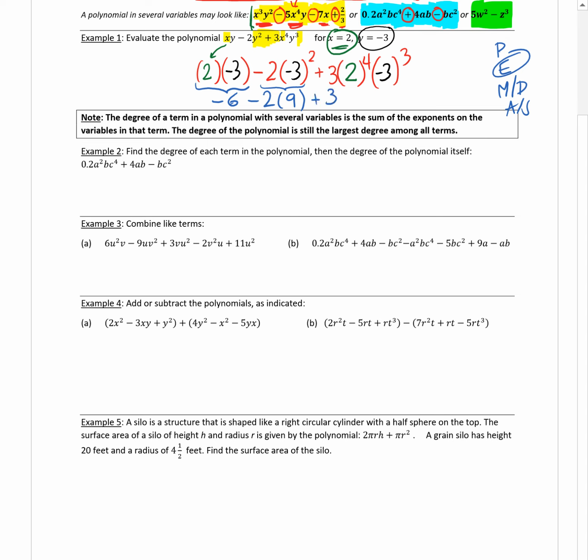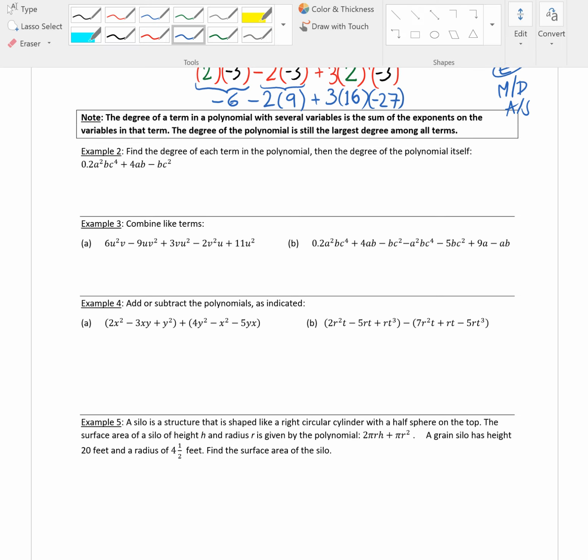And this one I got to do something similar. I see some exponents, I better take care of those. 2 to the 4th. Okay, that's 2 times 2 times 2 times 2. That's 16. And then negative 3 to the 3rd. That's negative 3 times negative 3, which is positive 9, times one more negative 3. That makes negative 27. Holy shamoly, that's going to be a big number there. Okay, let's see what we get there.